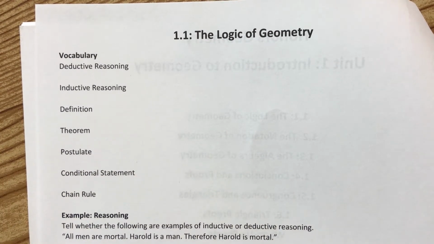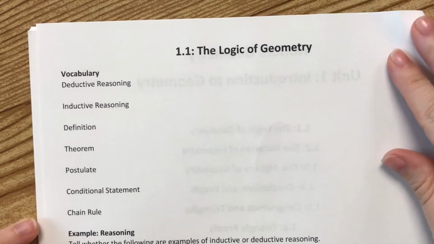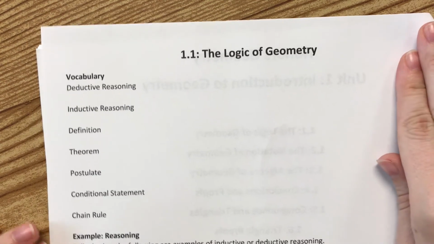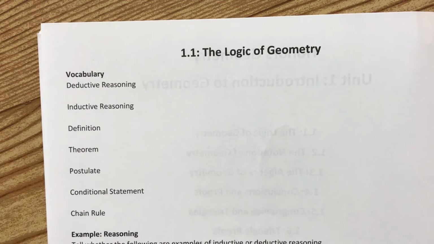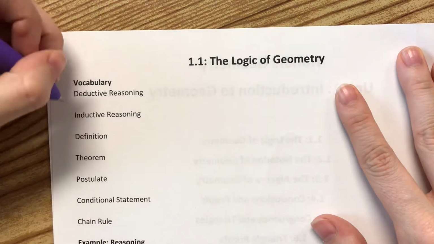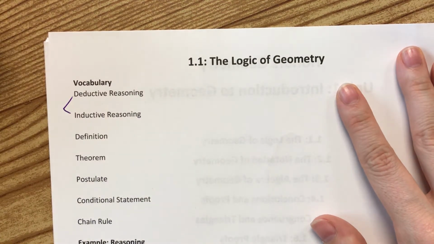Hello everybody. Today we're going to talk about 1.1, the logic of geometry. So the first thing we're going to do is talk about some reasoning strategies and some definitions that are going to help us to build these logical arguments that we're going to need in geometry. So the first two, deductive reasoning and inductive reasoning, go together.